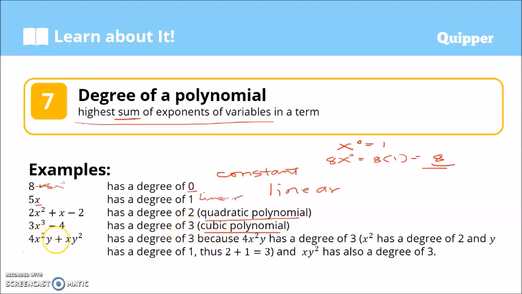And we have here an example of two variables, more than one variable, this x and y. When a single term has two or more variables, we add their exponents. So, the exponent of x is 2, the exponent of y is 1. So, 2 plus 1 is 3. So, the degree of this term is 3. Here, 1 and 2, still 3. So, meaning, this has a degree of 3.